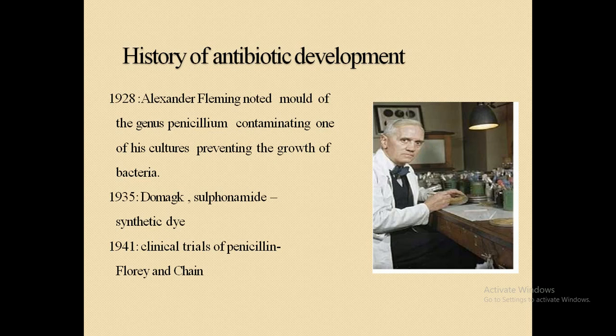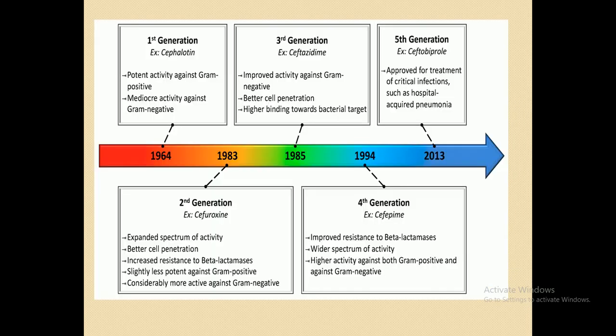In 1935, Domagk discovered sulfonamides from a synthetic dye, and then in 1941 the clinical trials of penicillin were done by Florey and Chain. Okay, dear students, let's see here. You can see in this slide the first generation, second generation, third, fourth, and fifth generation.